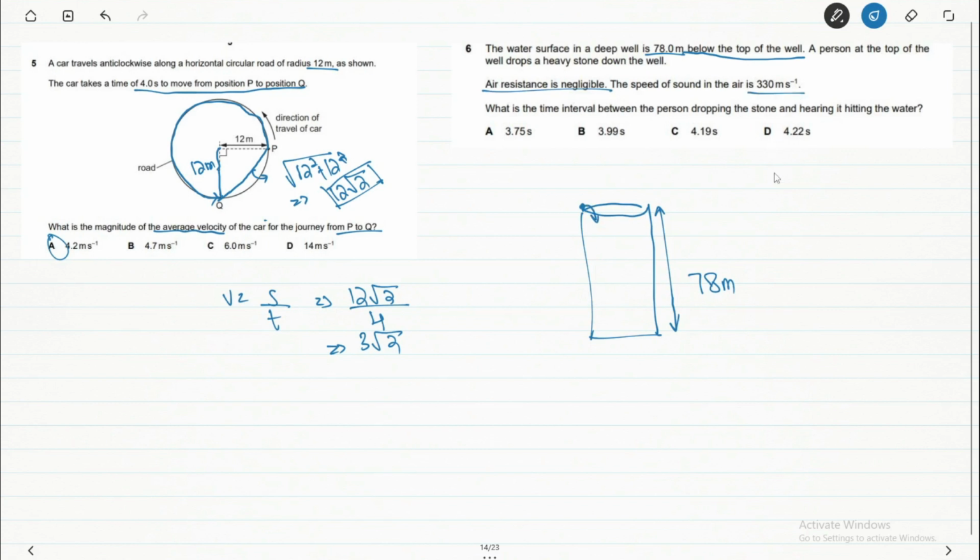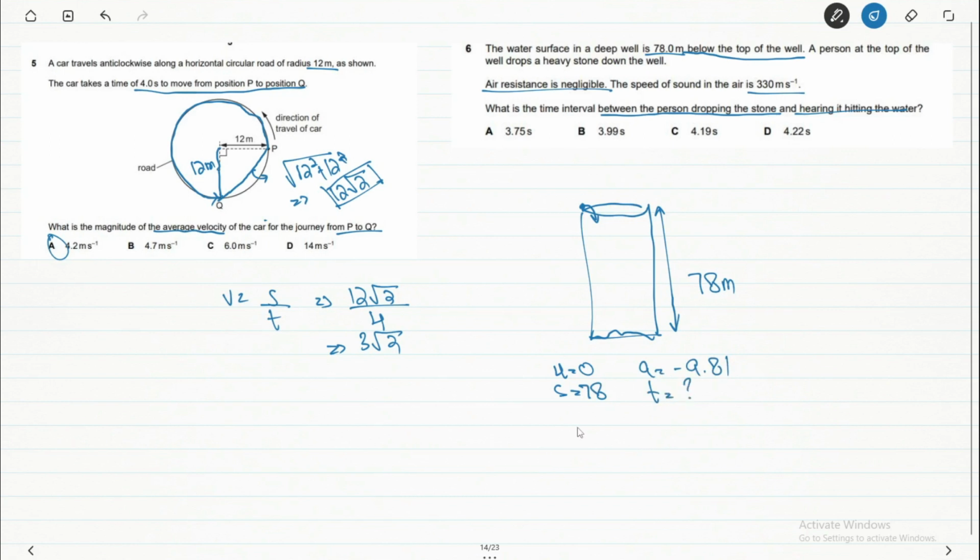The speed of sound is 330 meters per second. Now, what is the interval between the person dropping the stone and hearing it hitting the water? So the first time you have to consider is the stone reaching the water here, right? And the second time that you have to consider is the sound reaching the top. So let's just take the first time, which is: u is equal to 0, s is equal to 78, a is equal to negative 9.81, and we have to find t, right?